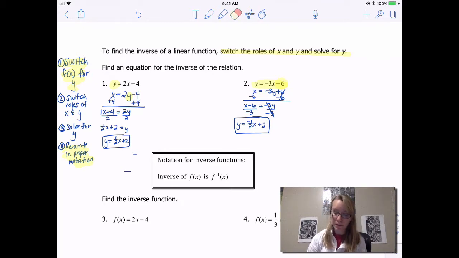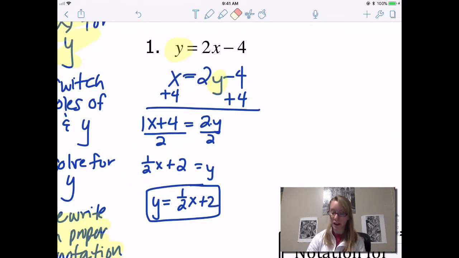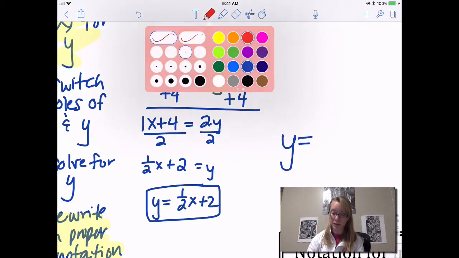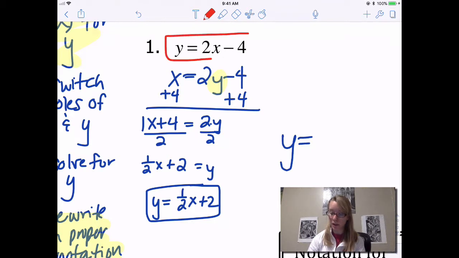I want to talk briefly about notation. If you look at number 1 here, and if I asked you, what is y? If I asked you to just tell me what y is equal to, we would really have two options. We'd have the option of y equals 2x plus 4, or we'd have y equals 1/2 x plus 2.